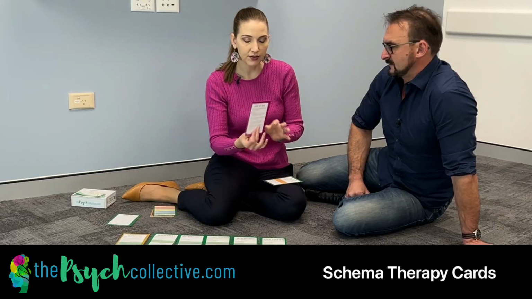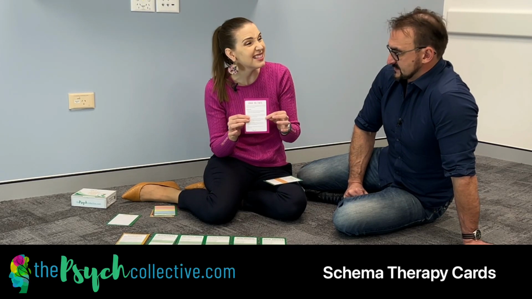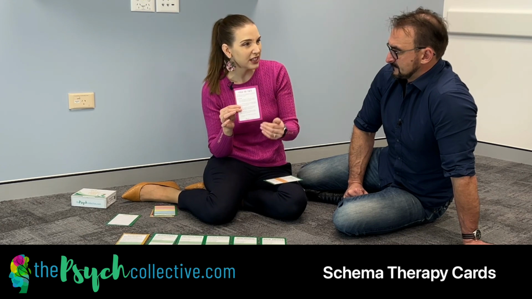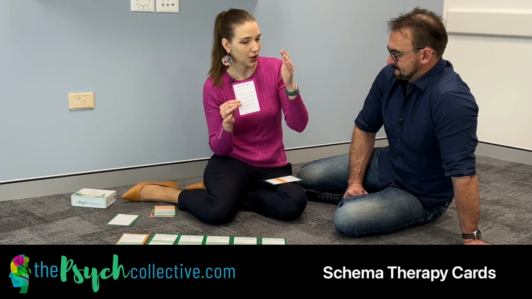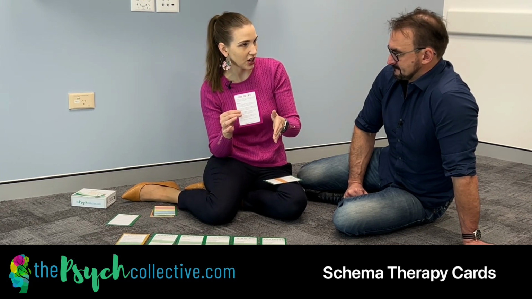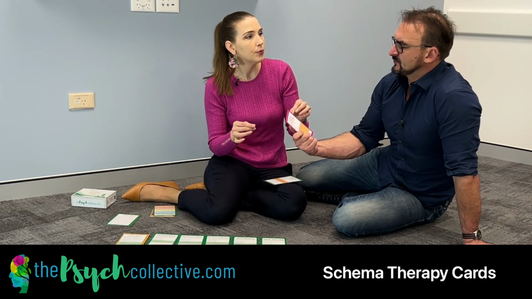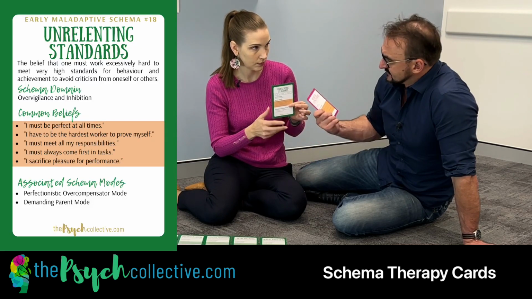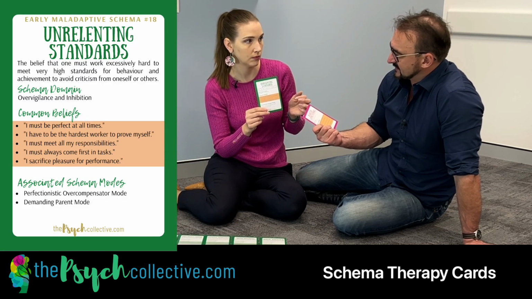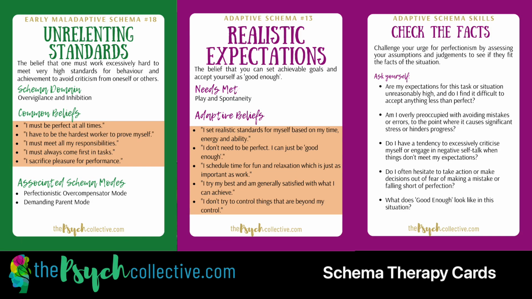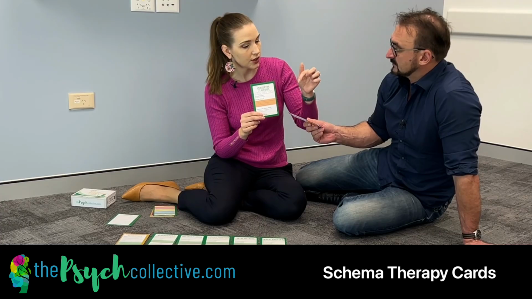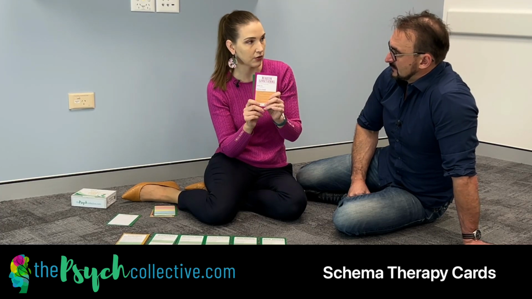And then on the back of this is "check the facts." As a skill, this is really clear cut. There's clear cognitive restructuring in this, and there's some behavioural component as well. Okay, so if I have an unrelenting standards schema, I need to have realistic expectations, and the way I do that is by checking the facts. So that's the skill to strengthen that, and then that replaces this.